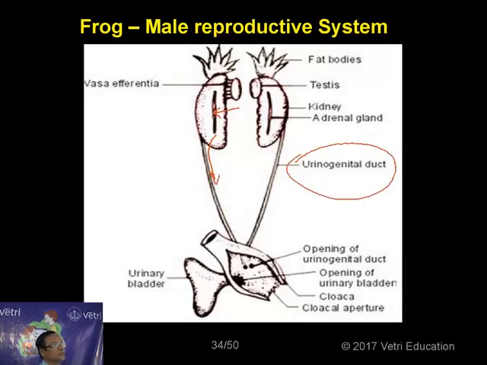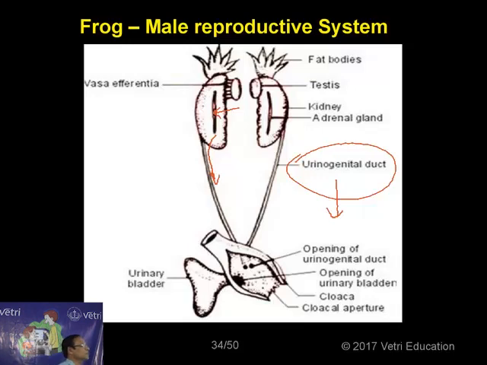So, testis, vasa efferentia, Bidder's canal, and urinogenital tract. Then finally, it is discharged into the cloaca, from where it is discharged through the cloacal aperture. Now, I mentioned already the urinogenital duct is otherwise called the Wolffian duct. That means during development, the mesonephric duct develops into the urinogenital duct, what is called the Wolffian duct.